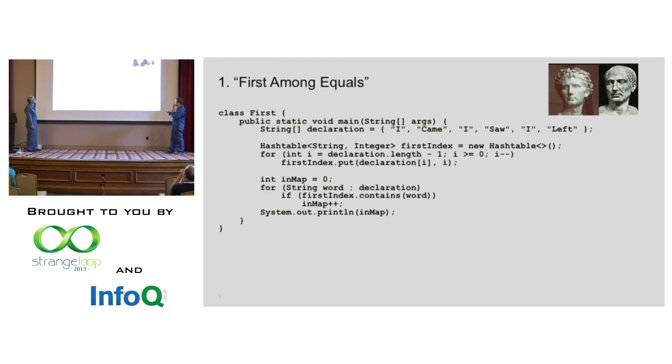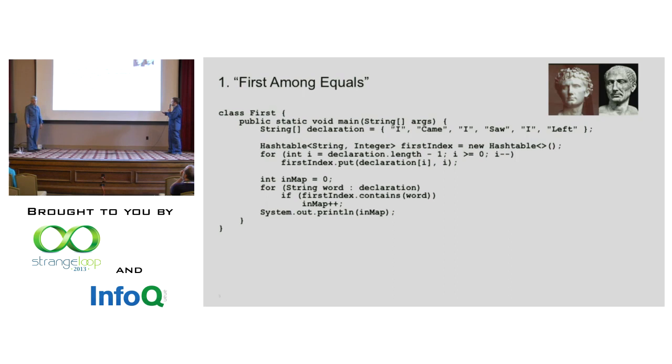So basically what this is doing, I see why you named it First Among Equals now, because it returns the first index for a given word. That's basically what this table is. And the words are equal to each other. Oh, and those words are very clever. So I is going to be mapped to 0.